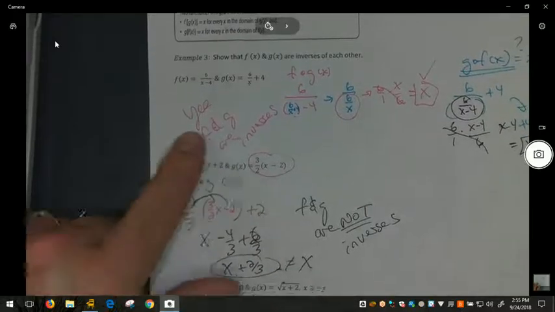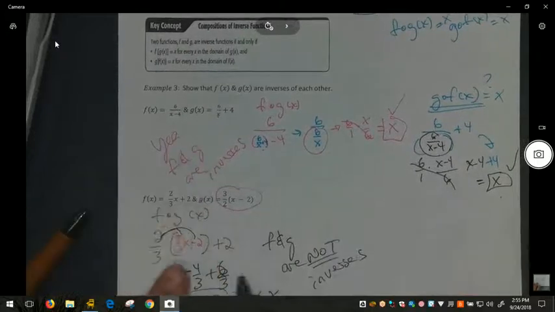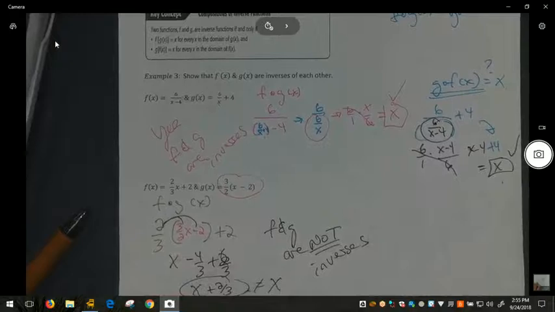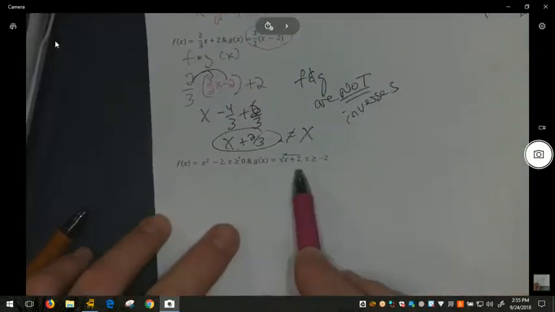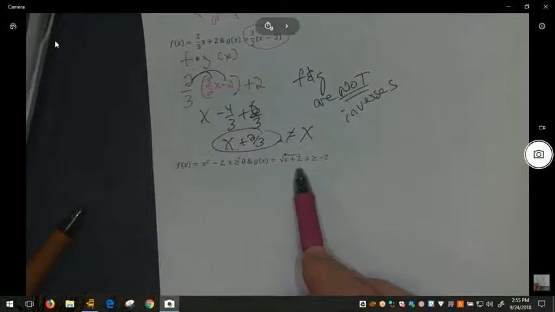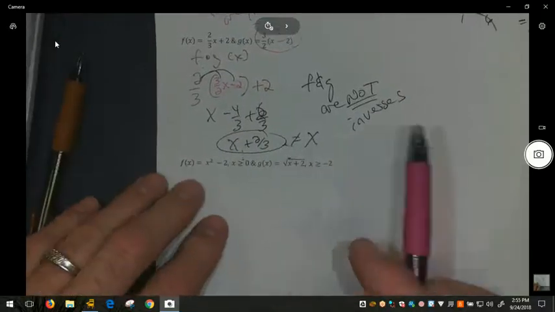All right, but if one of them works, that doesn't mean the other one will. We have to check them both. If one of them doesn't work, we can stop the test. In our last example, this one has a quadratic function and a square root function, so we kind of suspect that they might be inverses.